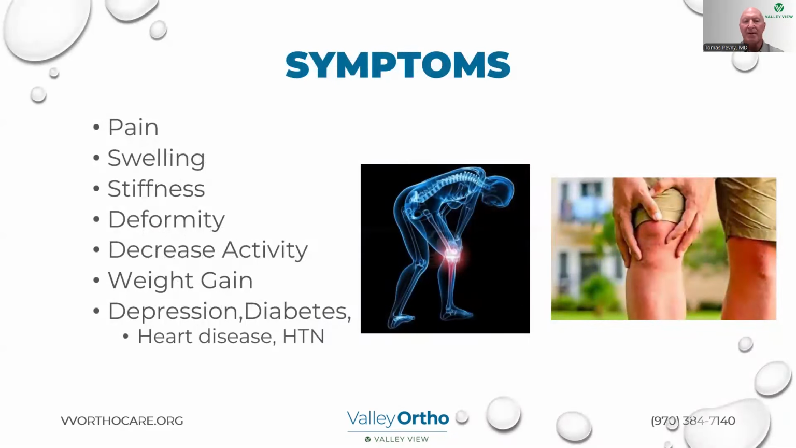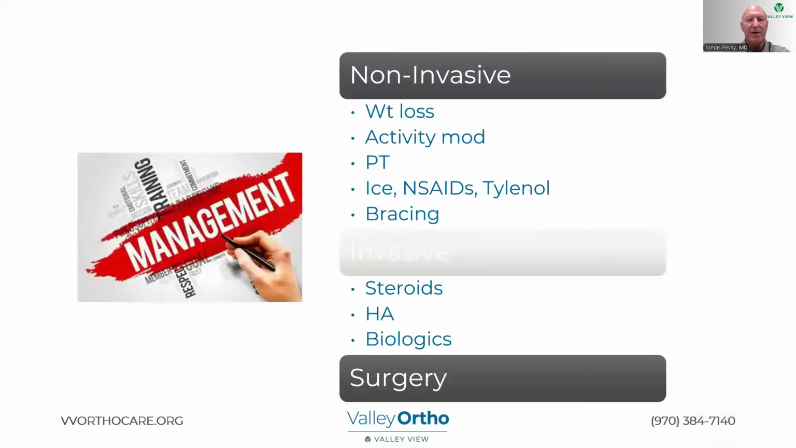So the symptoms are generally pain, swelling, stiffness. People get deformity, either knock-kneed, but what's more common is actually bow-leg deformity. Decreased activity because of pain. Because of this, you can gain weight. The weight gain and the pain can lead to depression or make depression worse. It can lead or make diabetes worse, and it can make heart disease and hypertension worse. So it has a lot of secondary negative effects.